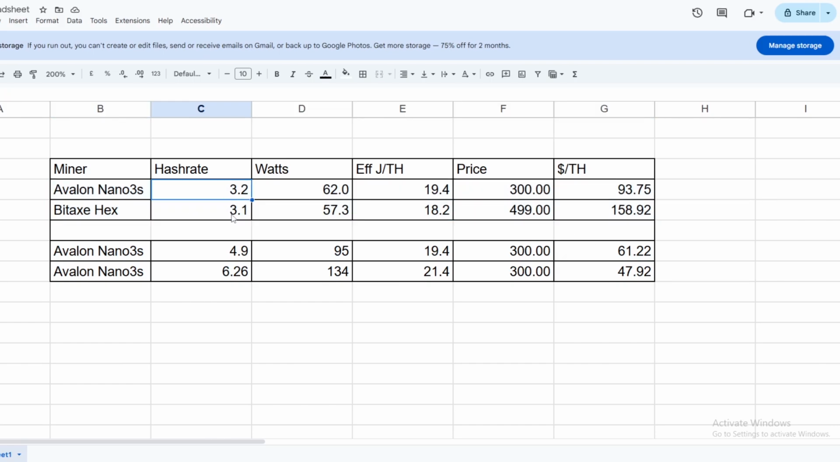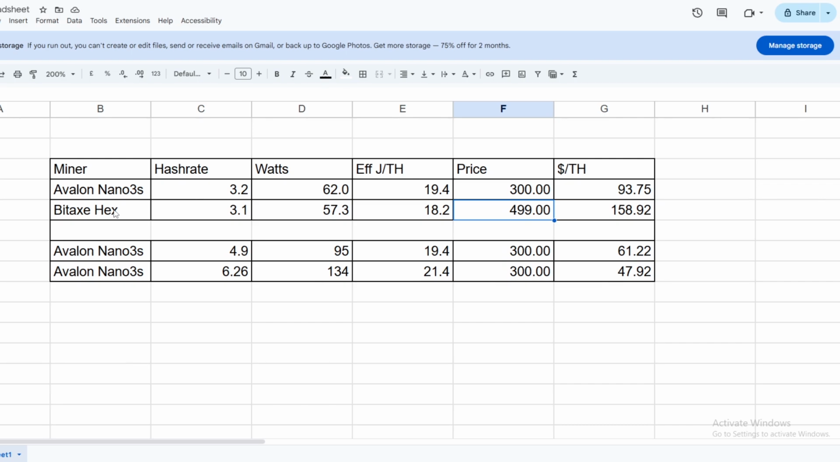So 3.2, 3.1, the watts are nearly the same. I mean, the Avalon Nano is pulling a little bit more watts, so the efficiency is a little bit higher. So efficiency on the Bitaxe Hex is actually a bit lower. And then when it comes down to price, obviously $499, which is around $500 for the Hex version. I think that the Super is actually $500 and the Ultra might be $400. Correct me if I'm wrong in the comments, but that's how it goes.